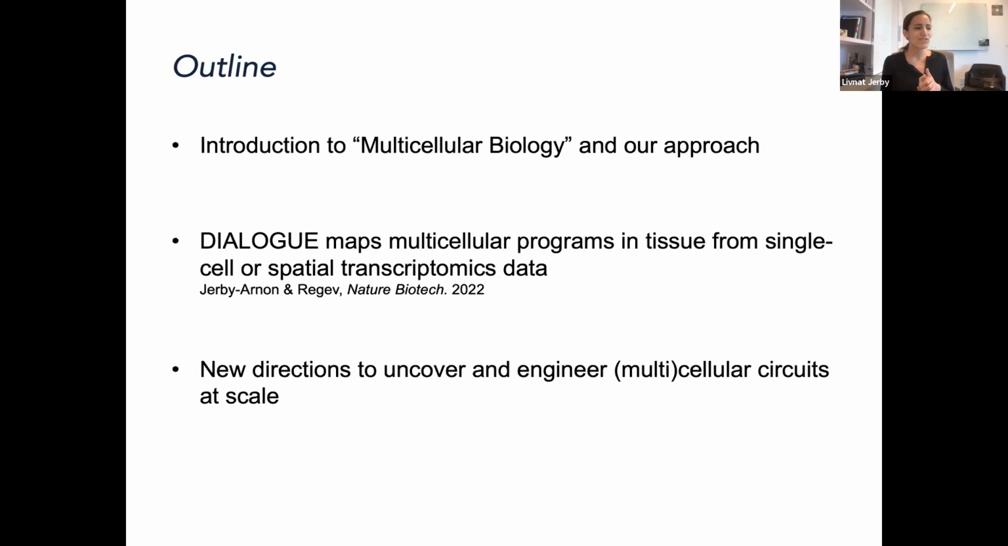And lastly, I'm going to share with you some of the new directions that we're taking to uncover mechanisms of multicellular processes and to start thinking of ways to engineer multicellular circuits.